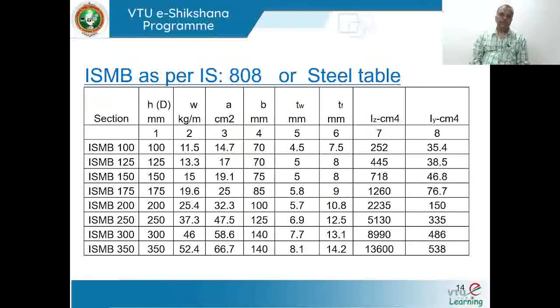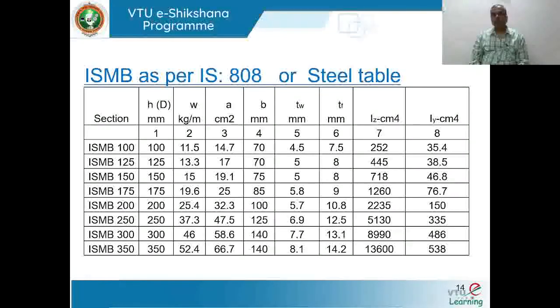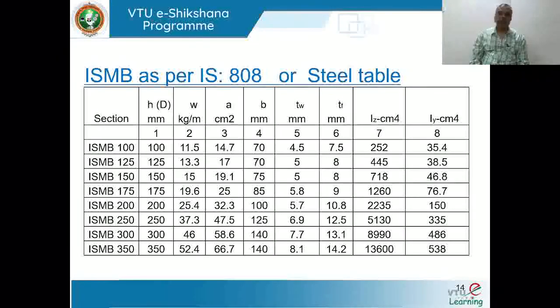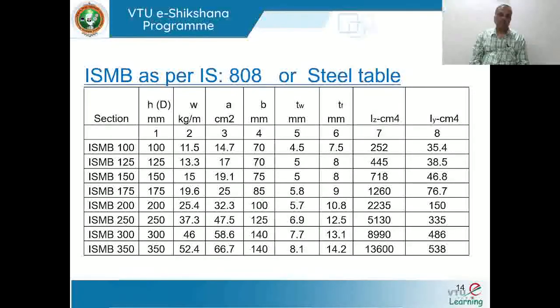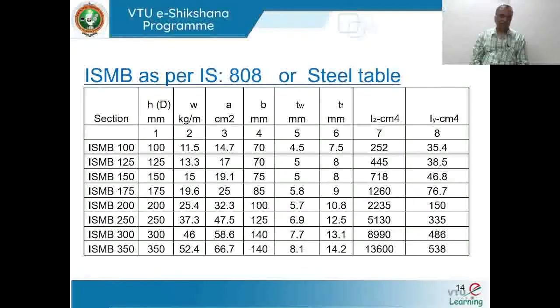In such a situation, you can refer to one special publication, SP61. That is where you will be able to get the properties of different types of cross section. I will introduce all these things in the next class, where I will show the importance of many of these codes of practice.